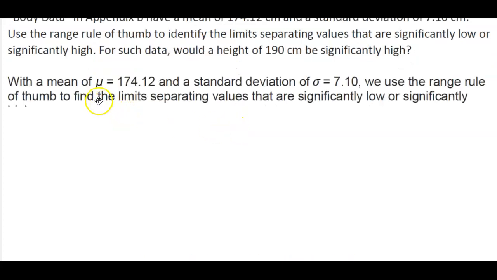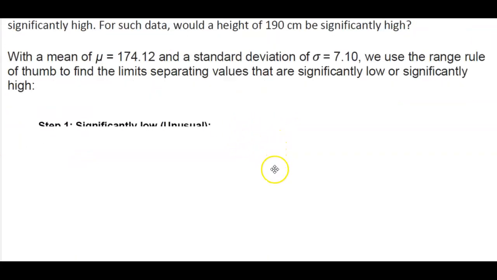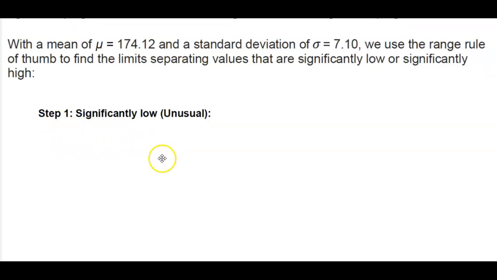Well, again, we have mu, which represents the population mean, equal to 174.12, and the standard deviation, which is the population standard deviation with the sigma symbol, equal to 7.1 centimeters. We're going to use the range rule of thumb to find the limits separating values that are significantly low or significantly high. So the first thing is we want to find the values that would represent significantly low or unusual.